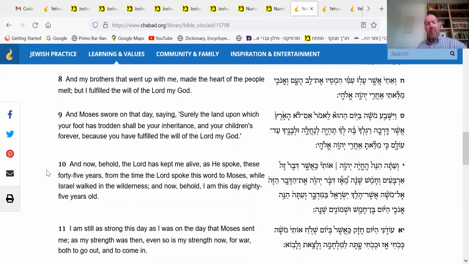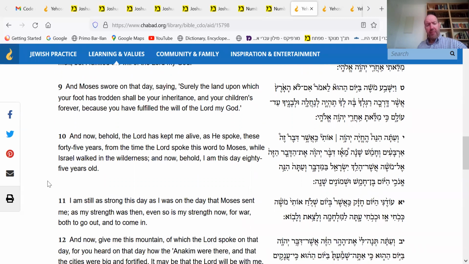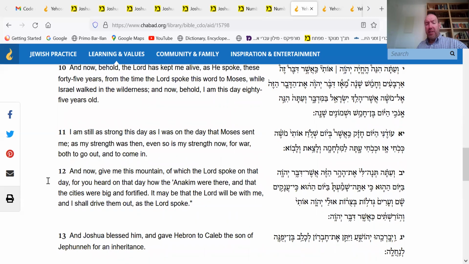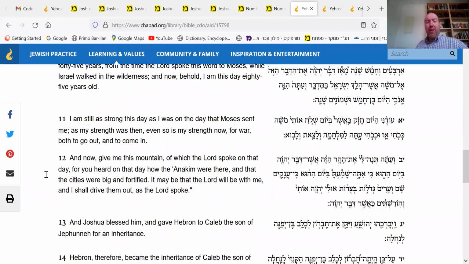And now behold, I am this day 85 years old. I am still as strong this day as I was on the day that Moses sent me. As my strength was then, even so is my strength now for war, both to go out and to come in. And now, give me this mountain of which the Lord spoke on that day. For you heard on that day how the Anakim were there, the giants, and that the cities were big and fortified. It may be that the Lord will be with me, and I shall drive them out as the Lord spoke."